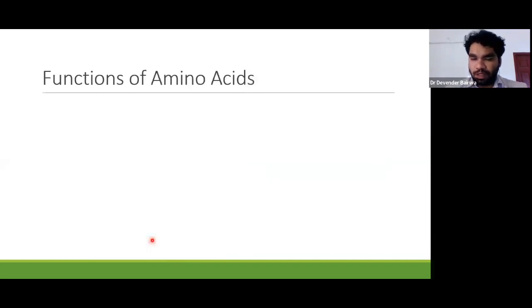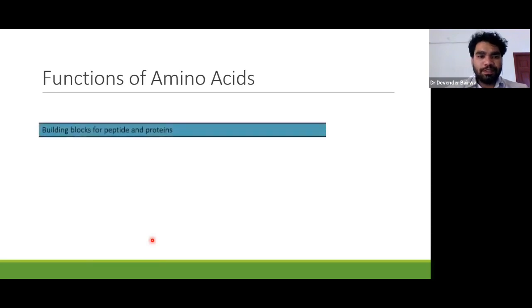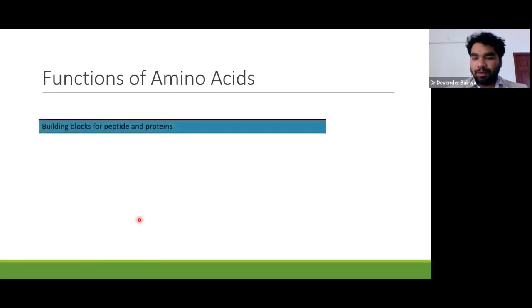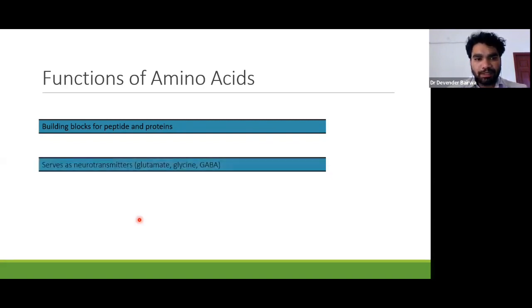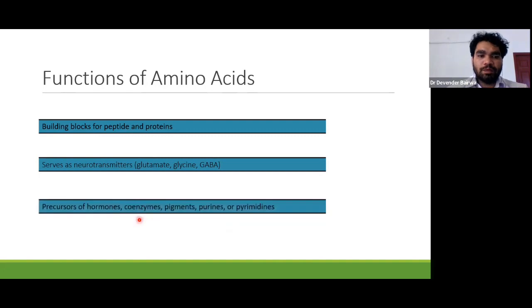Okay, so what are the main functions of amino acids? If we see, they are building blocks for peptides and proteins. This is their main function. Apart from this function, amino acids do serve other roles in the body, including that they can serve as neurotransmitters. We all know glutamate is an excitatory neurotransmitter. Then glycine is there, GABA is there. Glycine and GABA both are inhibitory neurotransmitters present in your brain. Then they are also precursors of hormones, coenzymes, pigments, purines, or pyrimidines.